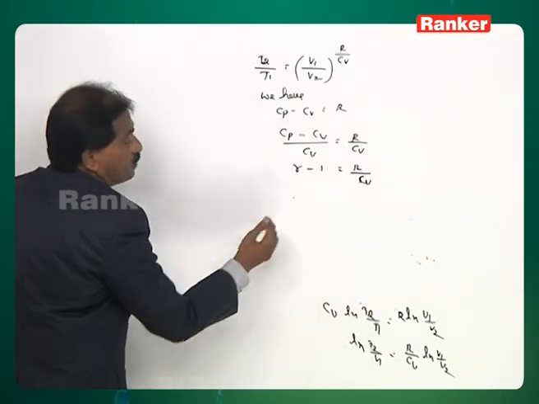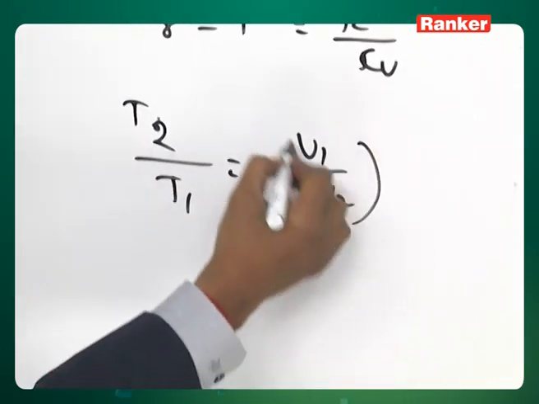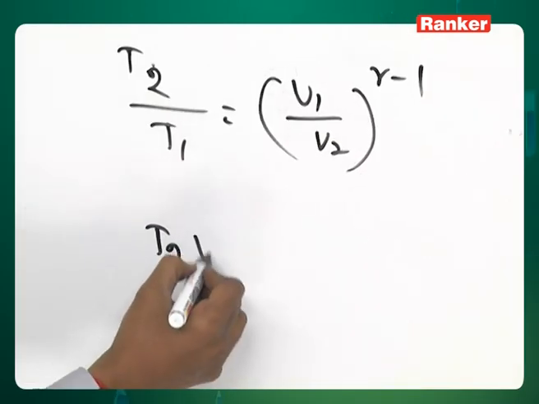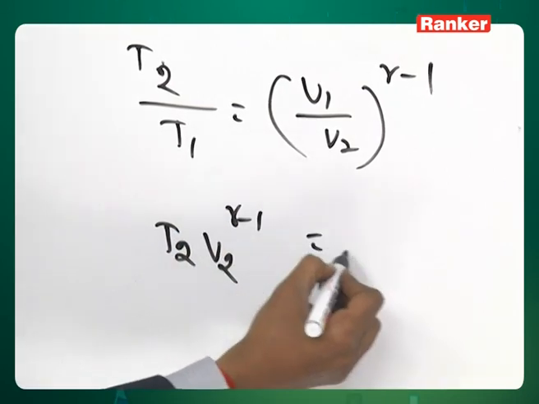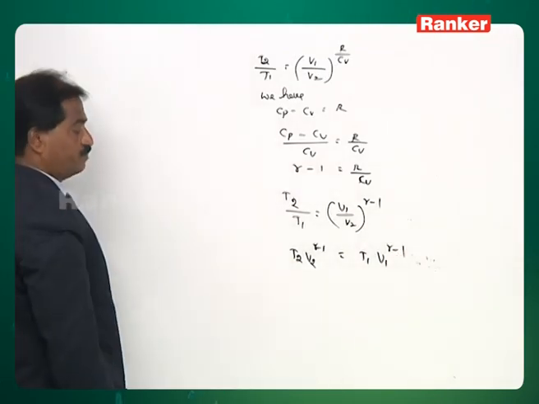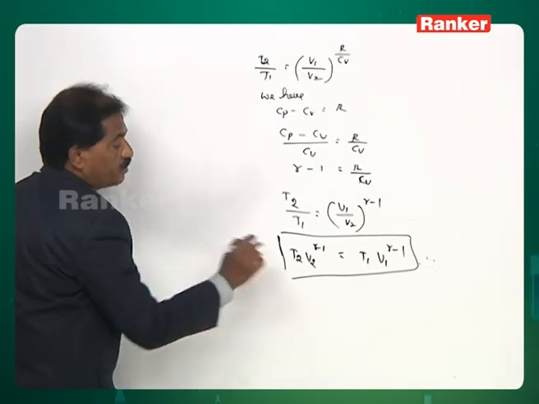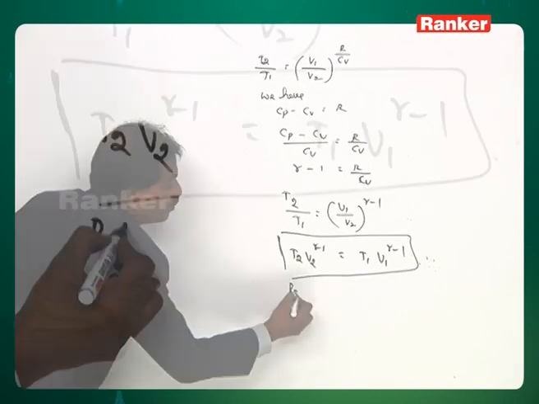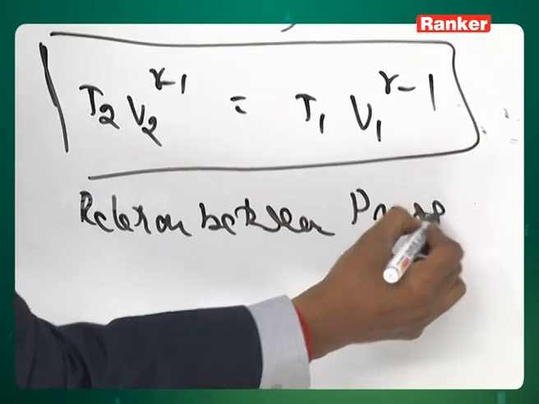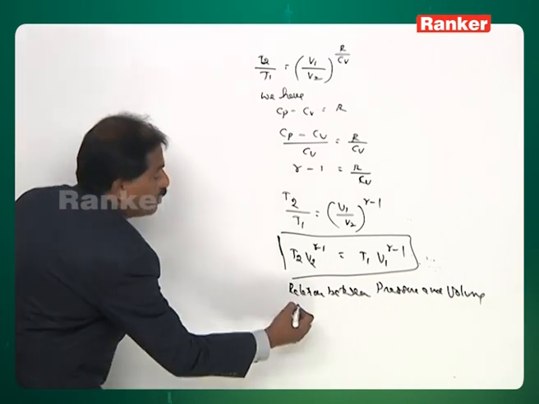Therefore, the above expression can be represented like this: V1 upon V2 raised to the power gamma minus 1. Therefore, T2 V2 raised to the power gamma minus 1 is equal to T1 V1 raised to the power gamma minus 1. This is one expression which shows the relation between temperature and volume. Now, relation between pressure and volume.